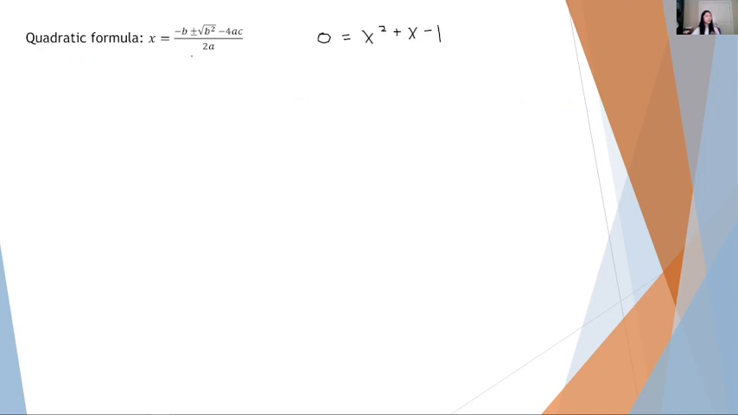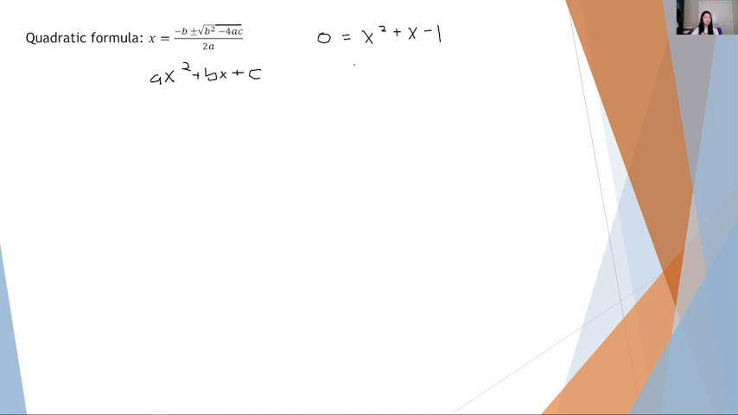Okay, so the quadratic formula states how to solve for x, and there are some constraints to using this formula. It must be in the form ax squared plus bx plus c. So you can only use this formula on an equation that has this form.